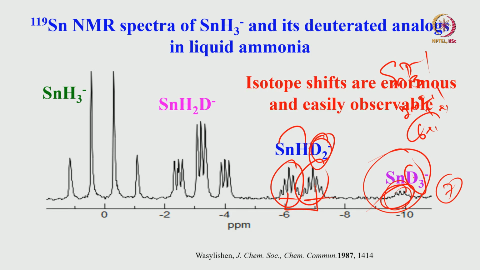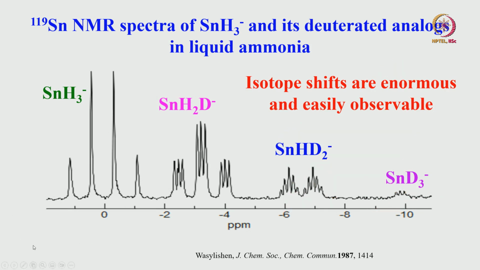Okay, an example, and you can see clearly the isotopic effect on the chemical shift is enormous. This is for SnH3, and replace one of the protons by deuterium, and this has shifted by this much. If you go in the ppm, approximately about 3 to 3.2 ppm it has shifted. Huge shift in the chemical shift. So this is because of isotope effect.